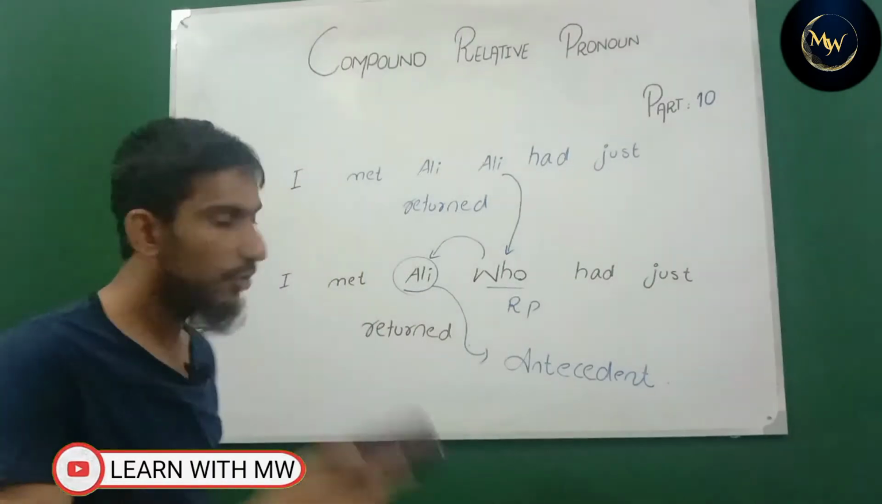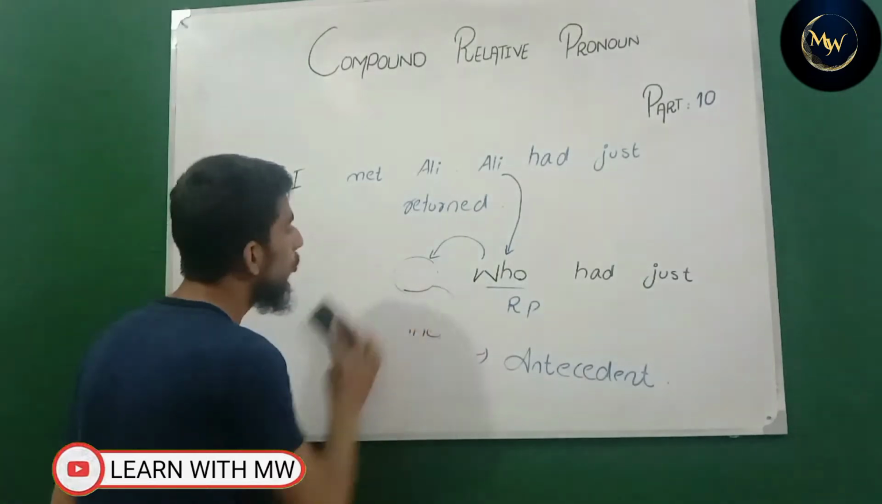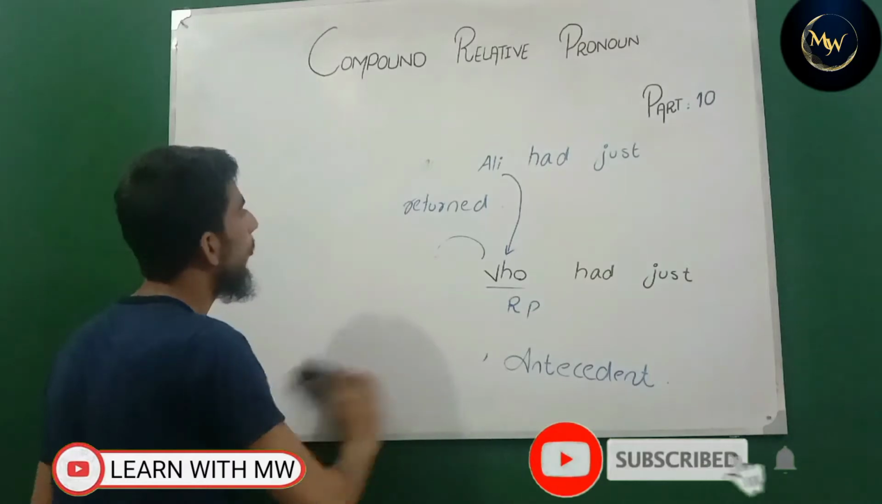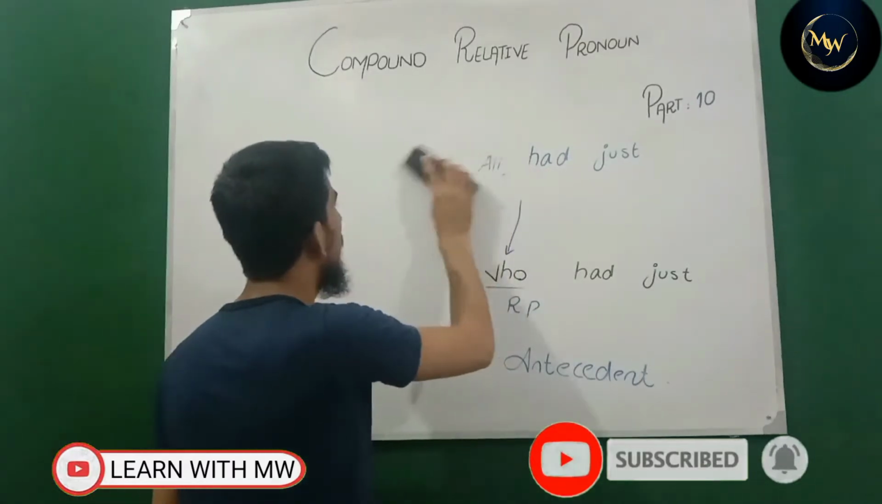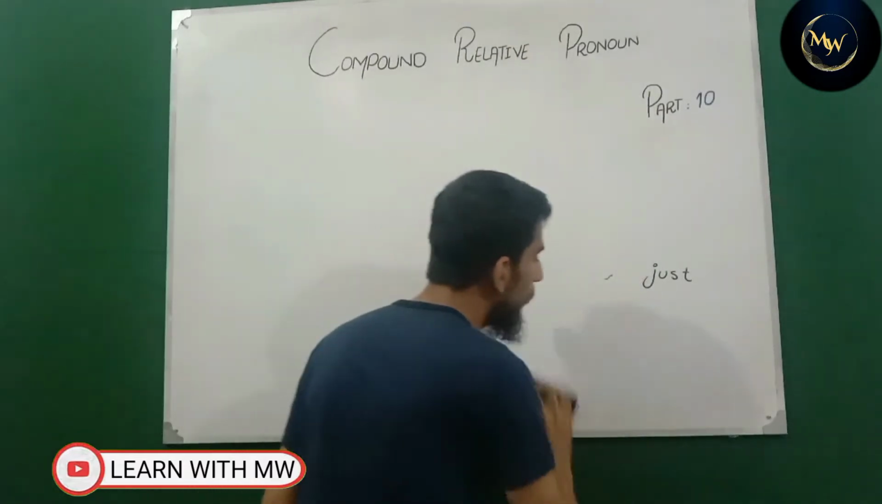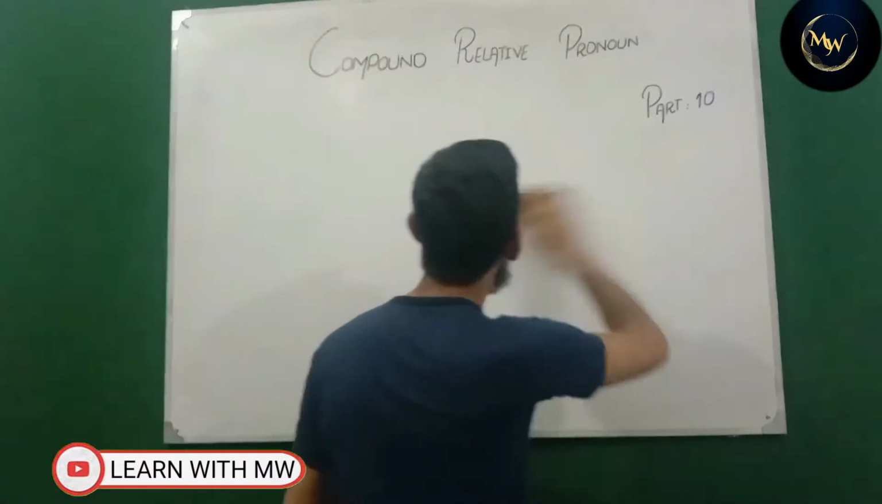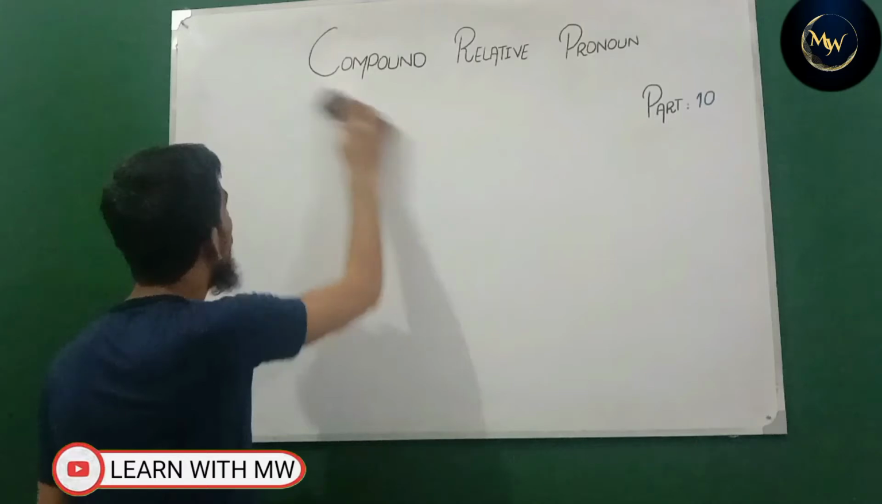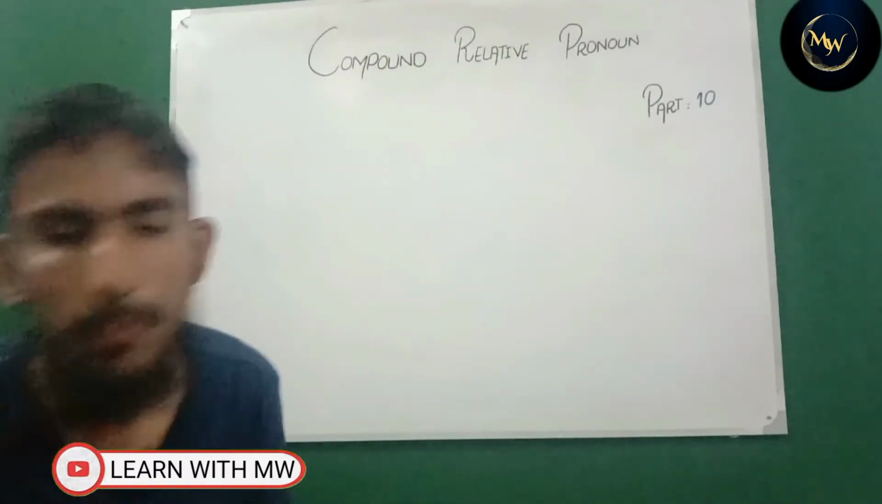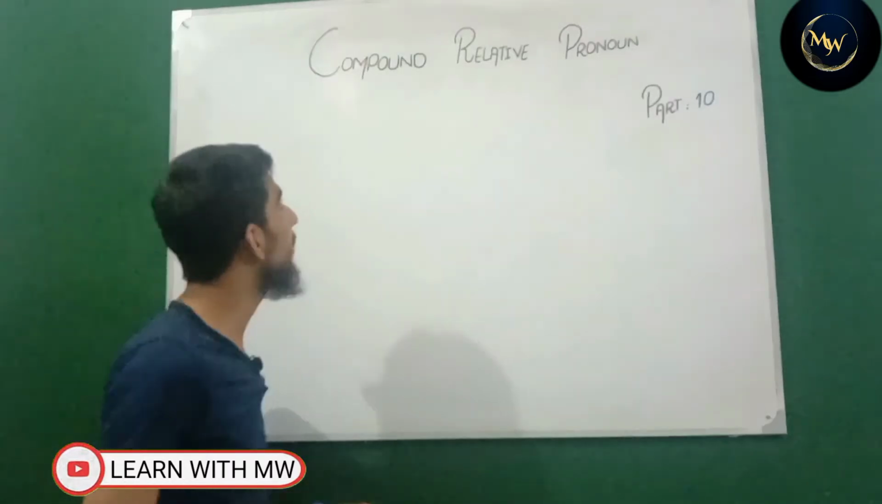So this is just a short recall for those who didn't watch the videos we previously uploaded on this channel: relative pronouns are a special type of pronoun that refer or carry us back to the noun or pronoun that is previously mentioned in a sentence. Now we will be discussing what a compound relative pronoun is in English grammar.